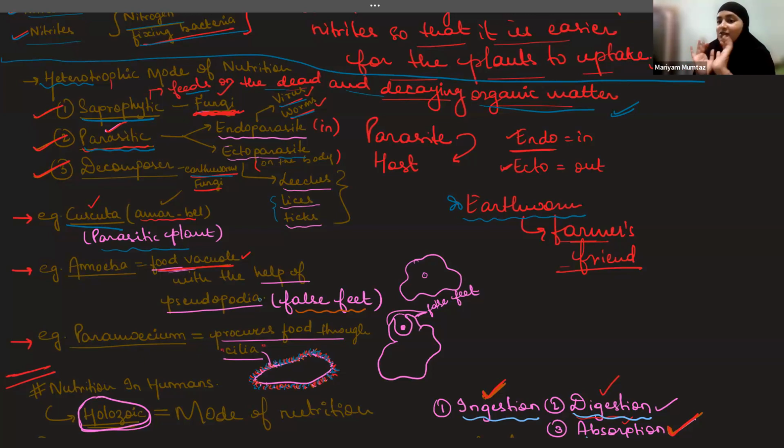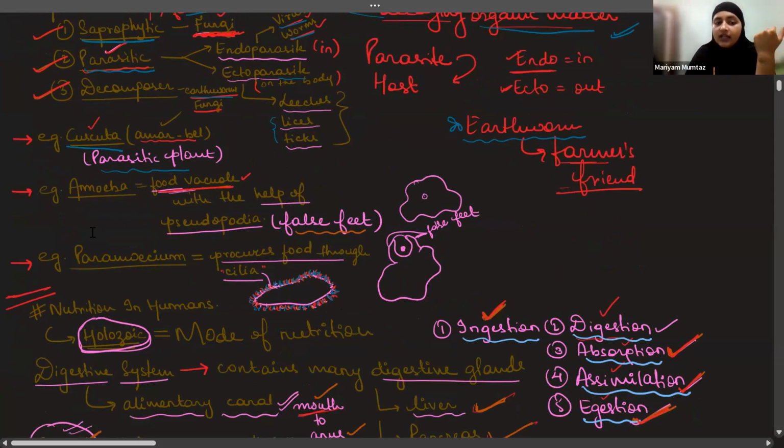Despite being a plant, it does not photosynthesize because it is heterotrophic. Then you might have also heard about this thing: pitcher plant, bladderwort. All of these plants are heterotrophic. They cannot make their own food.